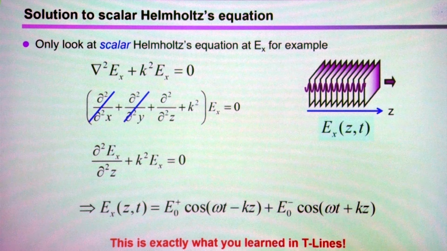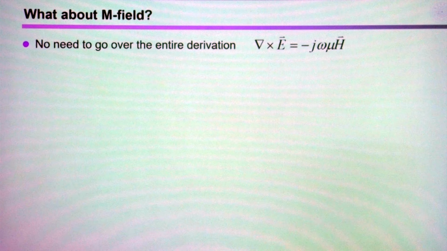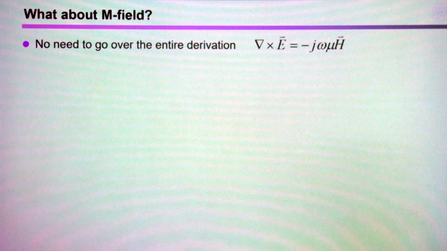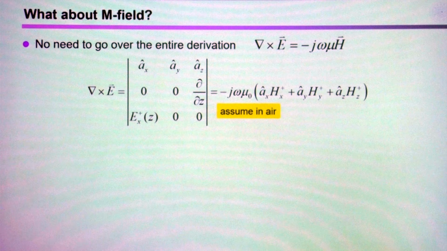Now we know the E field. What about the magnetic field? Well, you don't really need to go over the entire derivation. We have this equation, right? So we perform the curl operation and we know the H.